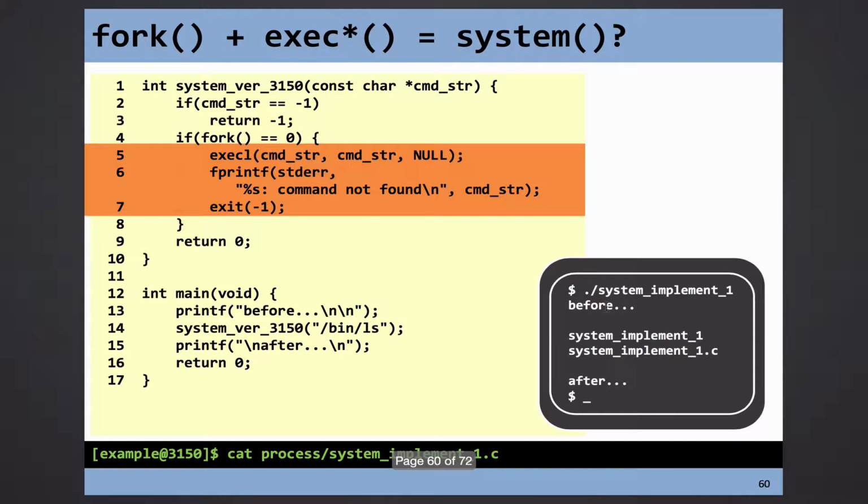So the sketch is like this. I call it system version 350, so I pretend to be a system library call. I don't want to call it system, or we have a name collision, so I change it to another name, version 350. This is the input. I don't use scanf, but I hard code it to be /bin/ls, and up there will be the function call. So I call this function and we jump here.